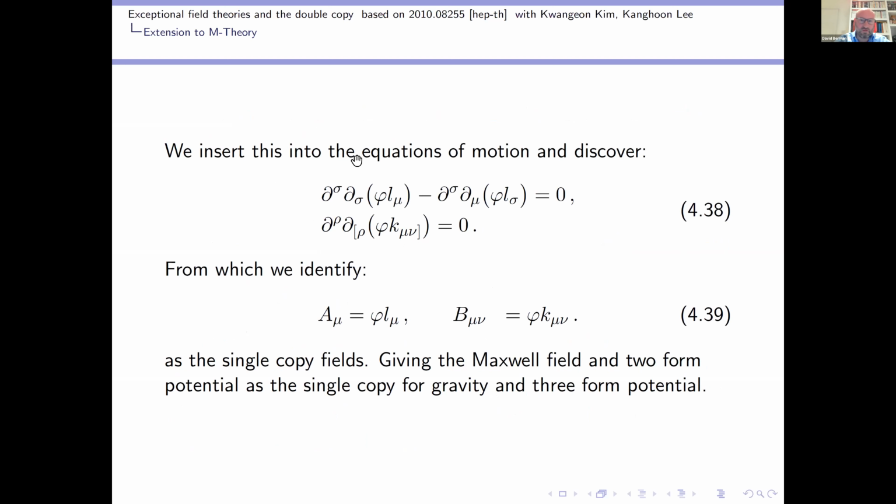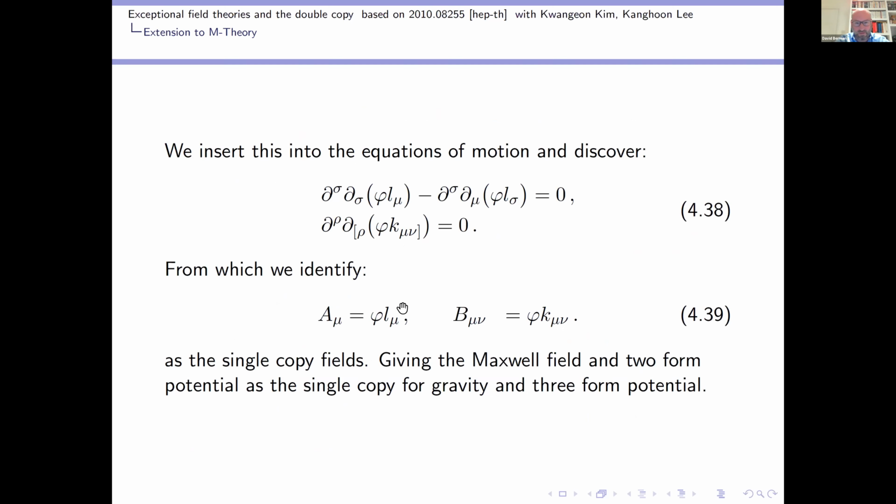When we then insert this into the full nonlinear equations of exceptional field theory and ultimately supergravity, the equations of motion reduce to this linear set. This is a huge amount of work to show, but that's the result, from which you can then identify A_mu given by phi L_mu to be a Maxwell field, and B_mu nu to be given by phi K_mu nu.